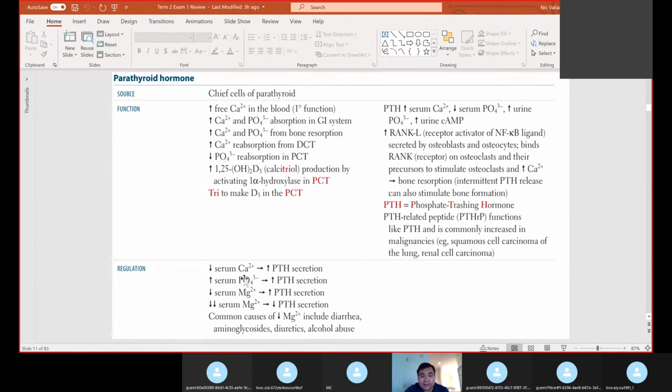If you have a decrease in serum calcium, increase PTH. If you have an increase in phosphate, increase in PTH, phosphate trashing hormone. If you have a decrease in serum magnesium, there's also an increase in PTH. If you have a greater decrease in magnesium, you have a decrease in PTH. Common causes of decreased magnesium include diarrhea, aminoglycosides, diuretics, and alcohol abuse.